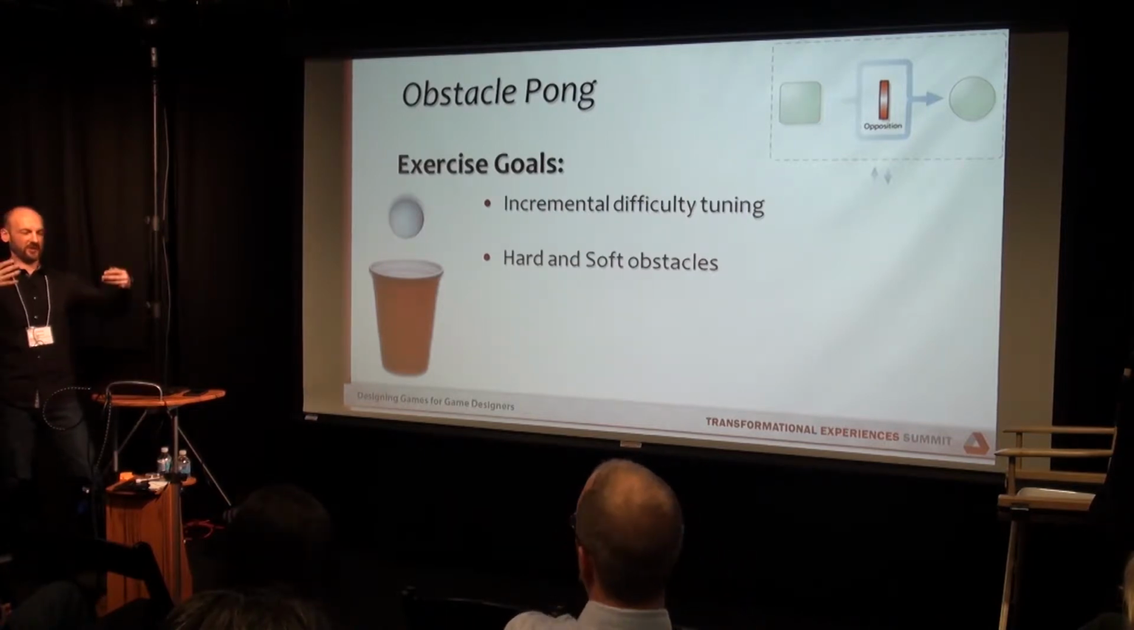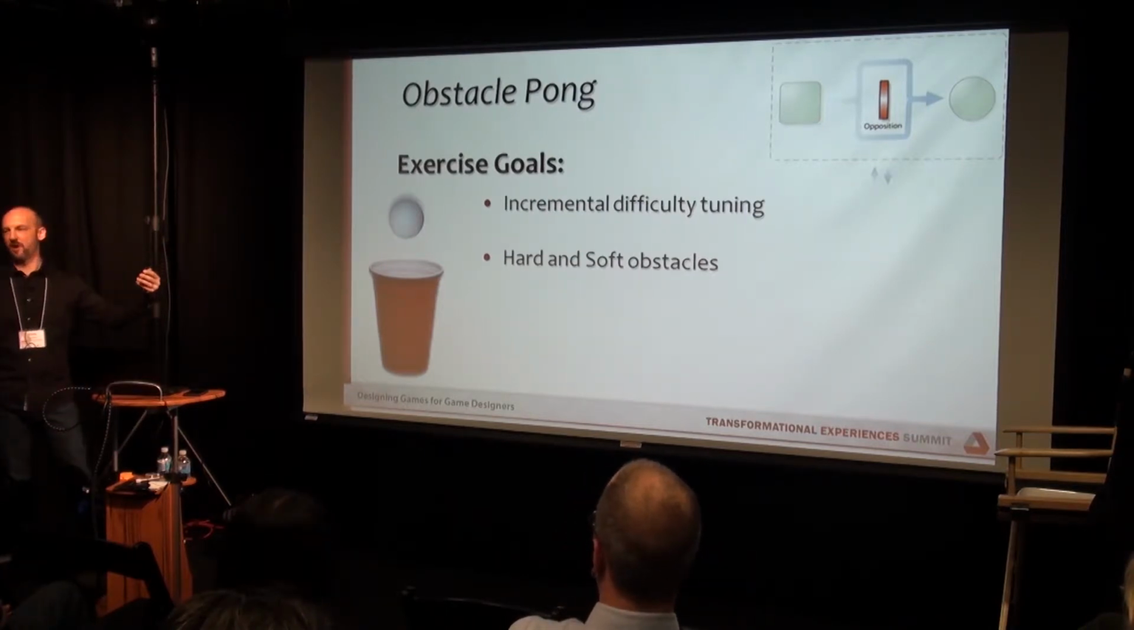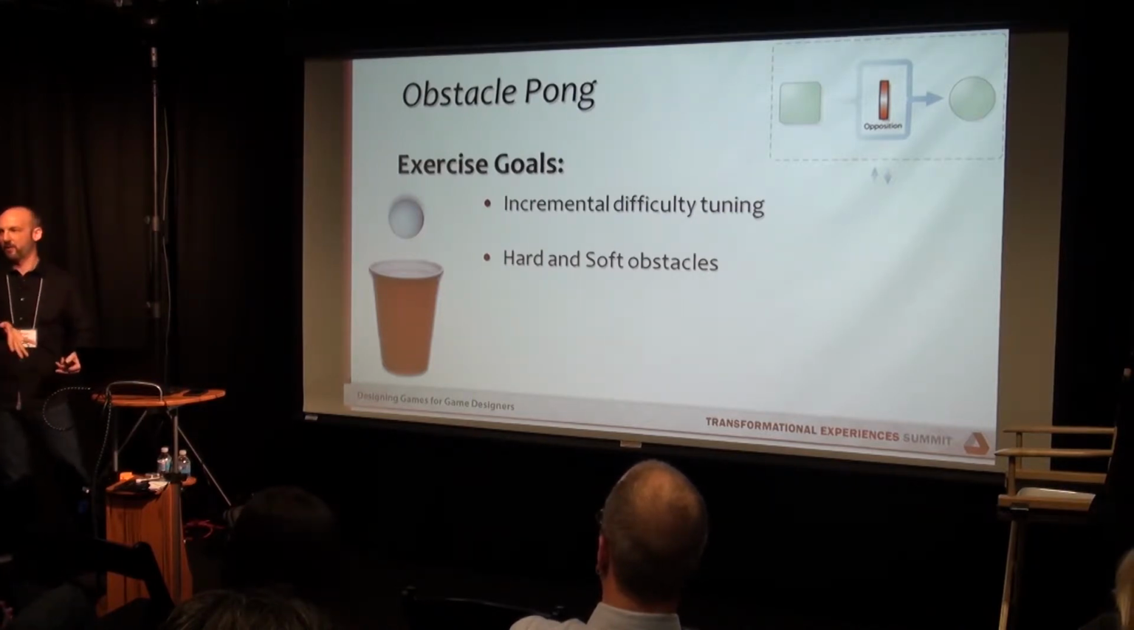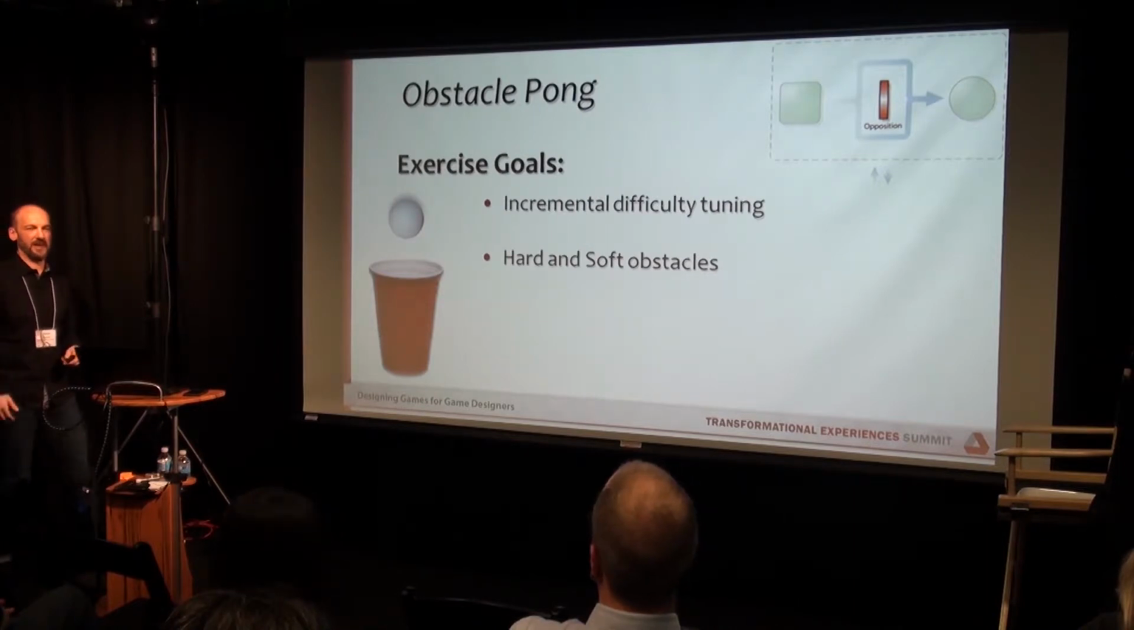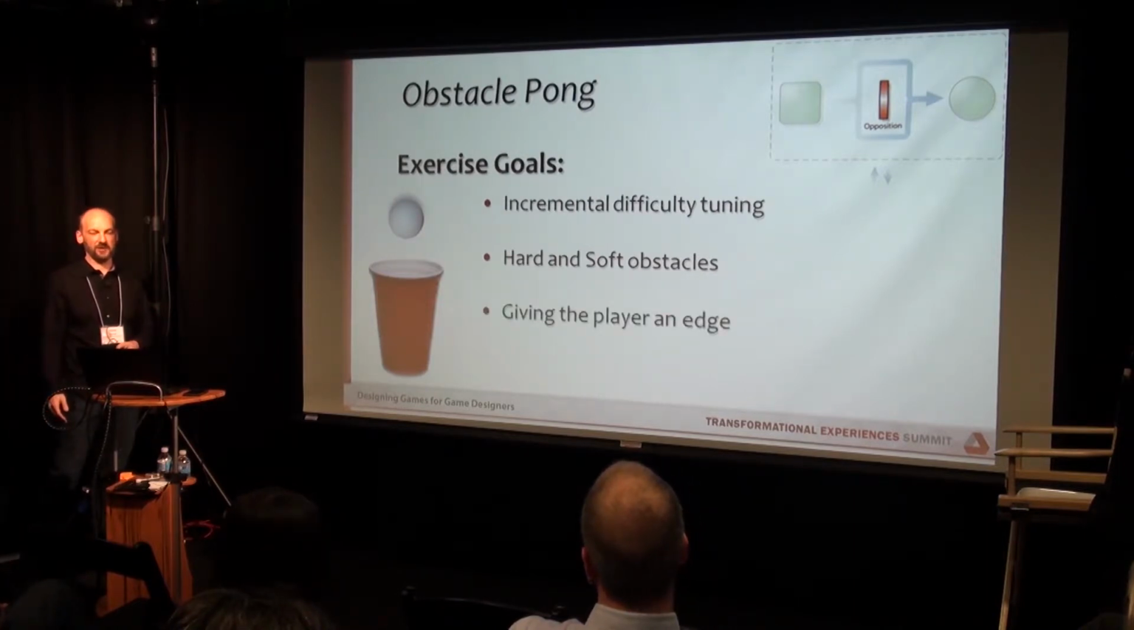A hard obstacle might be a wall in the way. There's no way you'll throw a ping pong ball through a wall. A soft obstacle is more like mud. I have to roll the ping pong ball across some mud or dirt, and you can still plow your way through that, but it's going to slow you down. It may present other challenges.